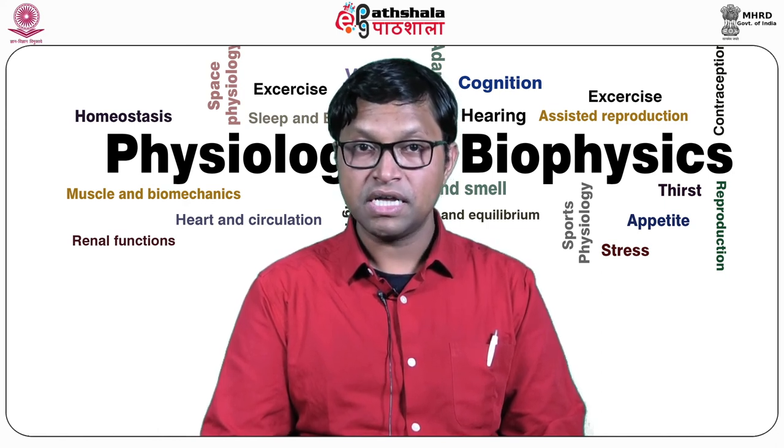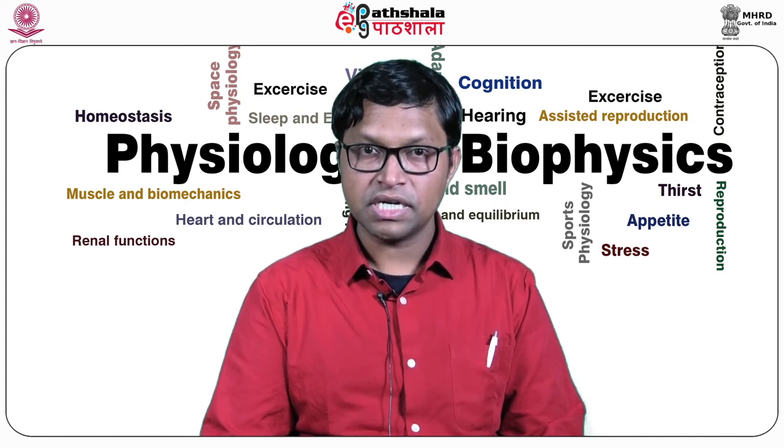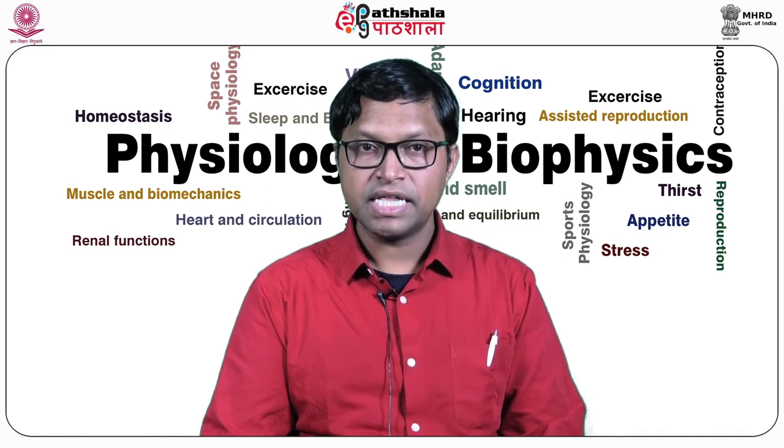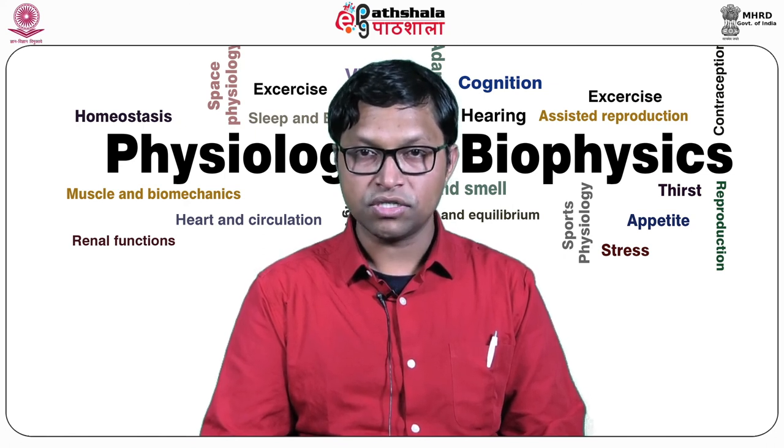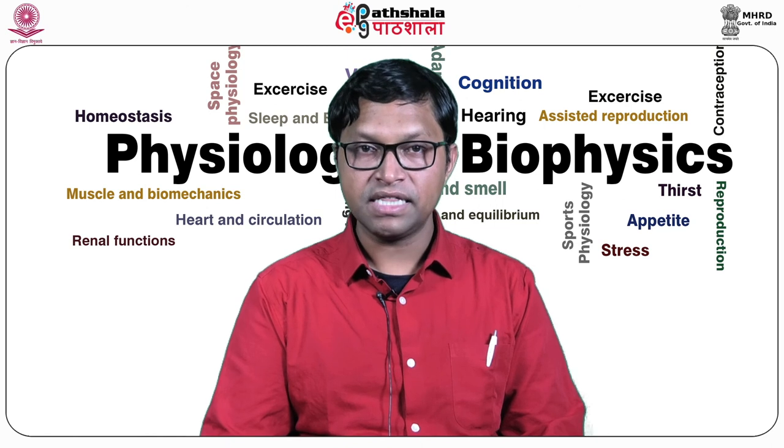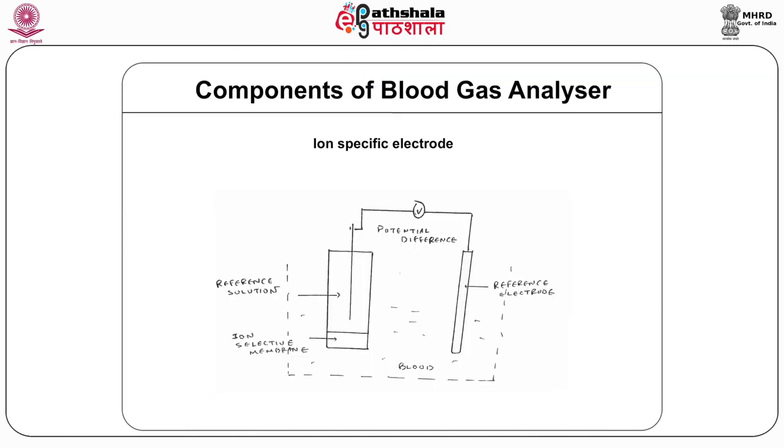reference solution, the potential is generated in the electrode. This potential is compared with the reference electrode. The magnitude of potential difference is directly related to the concentration of ions in the sample, which is shown in figure 5. Figure 5 is a schematic diagram of the ion specific electrode.